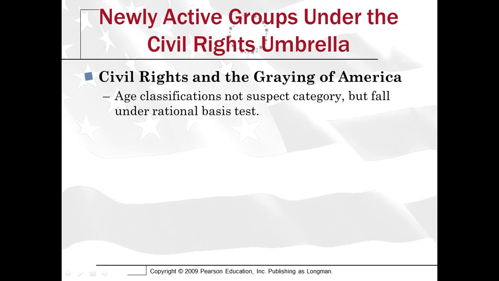So now let's turn our attention to some groups that are neither gender nor race-based. For example, the elderly. Age classifications are not suspect, but they fall under a rational basis test. So basically, you just have to prove that it makes sense to discriminate based on age. But keep in mind, you can sue on the idea that you didn't get a job because of your age. If you can prove that, you could win that case.